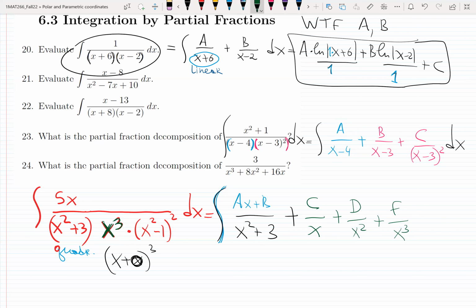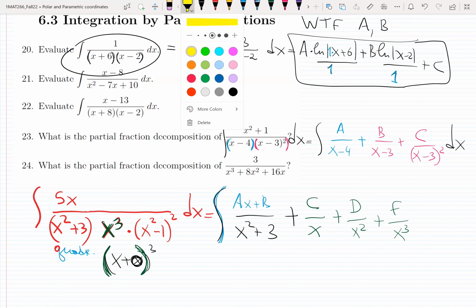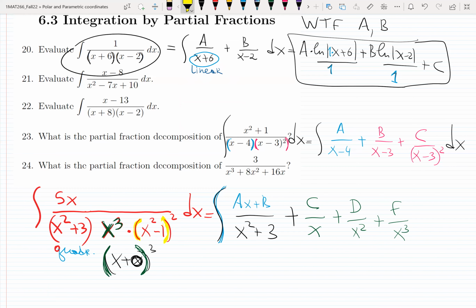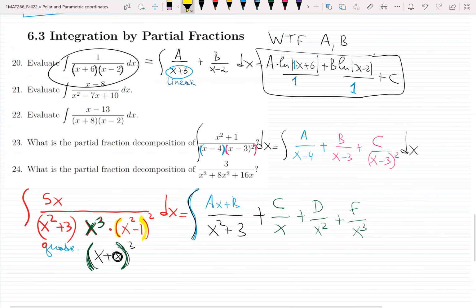x cubed: c over x, d over x squared, and f over x cubed. It's linear but repeated 3 times. Finally, the last one is the hardest one. It's quadratic repeated. So it will be ax plus b and one more ax plus b. But now you have to change letters. To be honest, if you're done with creating new letters, you can just start repeating them with 1 and 2 and 3. So for example, let me put it in red color.